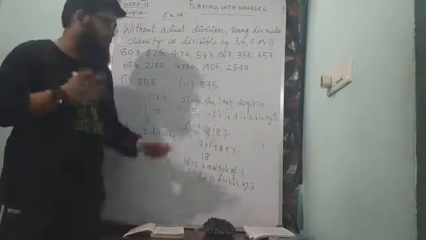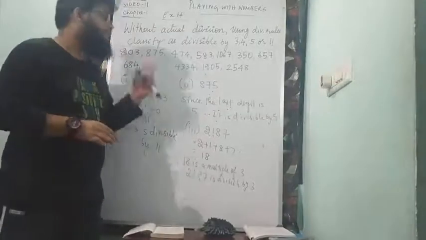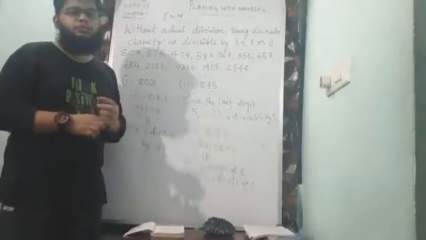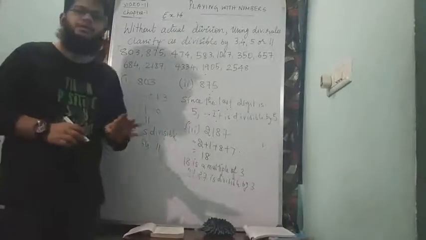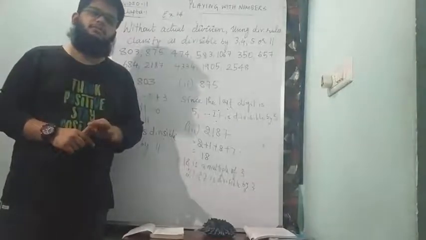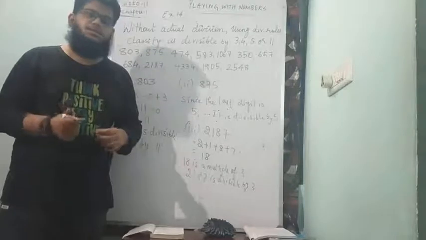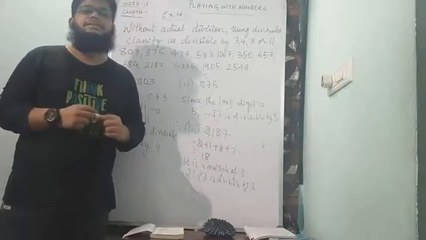I have done a lot of questions like this even while explaining the rules. So please go through them like that. For 4, we saw 5, we saw 3 and we saw 11. For 4 it is very simple. Check the last 2 digits. If the last 2 digits of the number are in the table of 4, or if they are divisible by 4, that means the entire given number is divisible by 4.